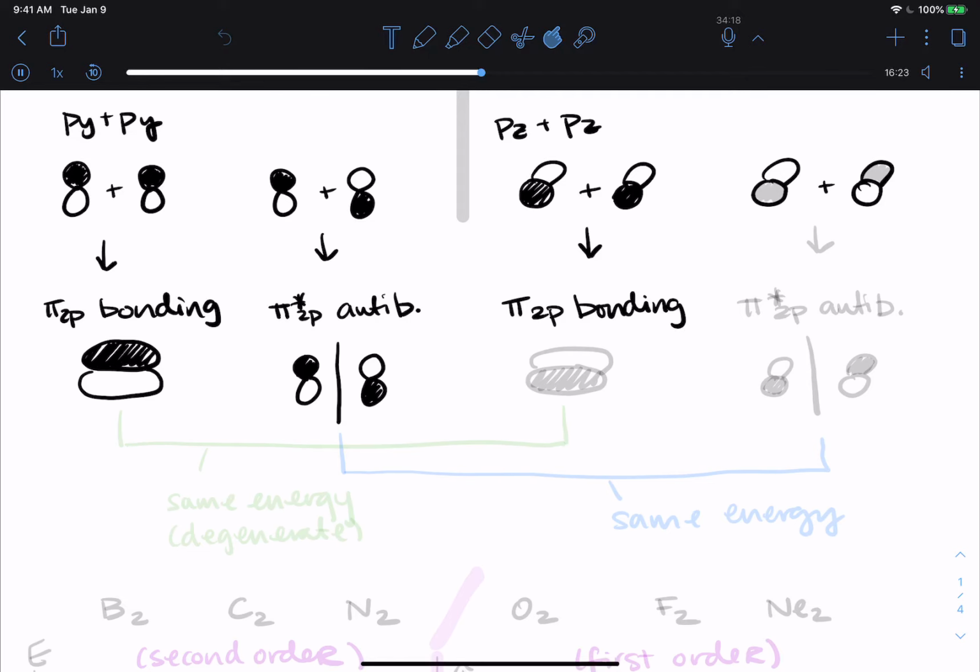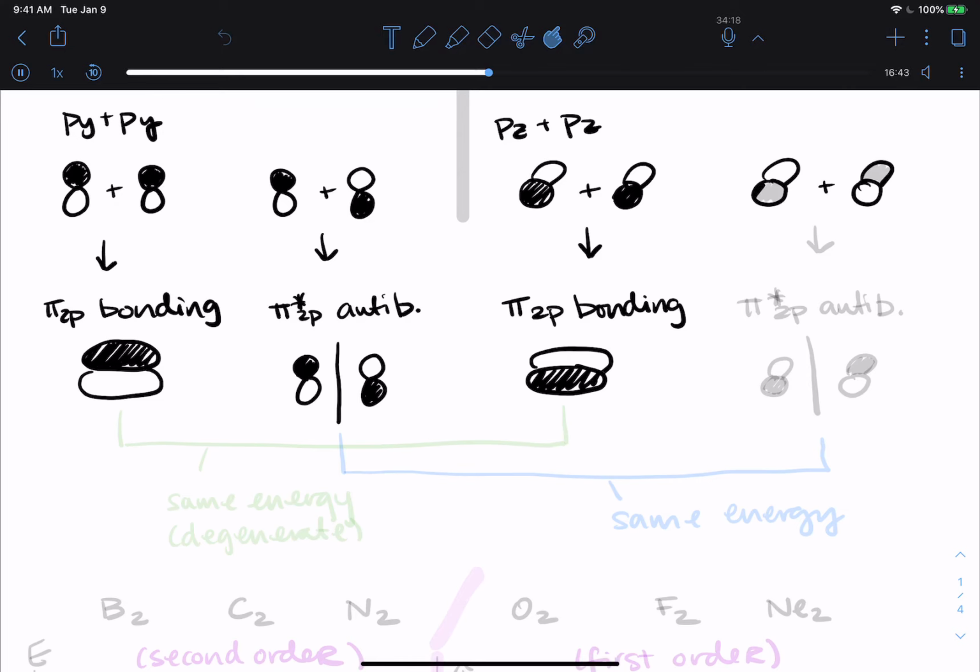And the front lobes will look like this kind of shaded blob, and then the back lobes will look like an unshaded blob. So it looks exactly like my pi 2p bonding from the py. It's just rotated in space because of how the orbitals were oriented.